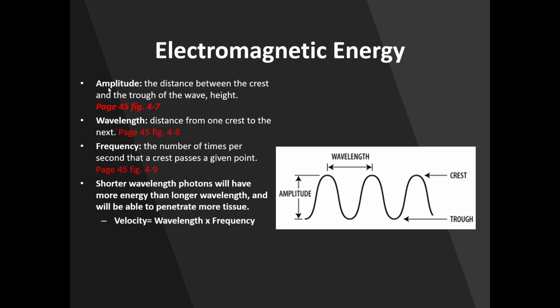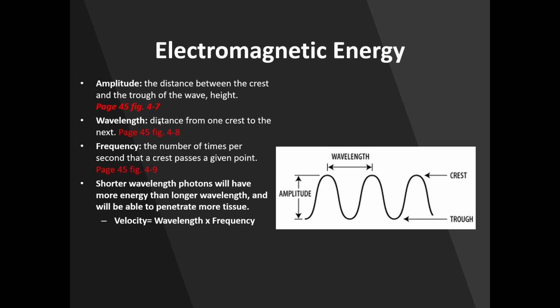So amplitude, a nice little graph shows you how each thing is labeled and what it means. The amplitude is the distance between the crest, this would be a crest, and the trough, this would be a trough, of the wave. It's basically the wave's height. It doesn't really matter for X-ray. We don't quite use this as a useful measure for X-ray. What we do use is wavelength and frequency.